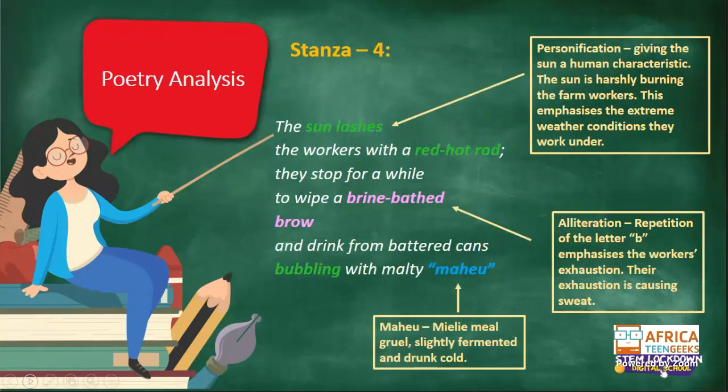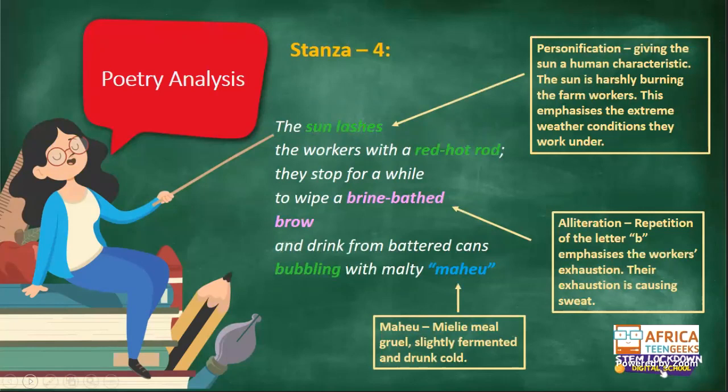Stanza 4, we are almost done. The sun lashes the workers with a red hot rod. They stop for a while to wipe a brine-bathed brow and drink from the backs of cans bubbling with malty mahewu. So they are using personification here to emphasize how hot the sun is. It hits them hard. Well done, Tyrese, with the red hot rod. So it's basically hot. They are working in very bad, extreme weather conditions, right?